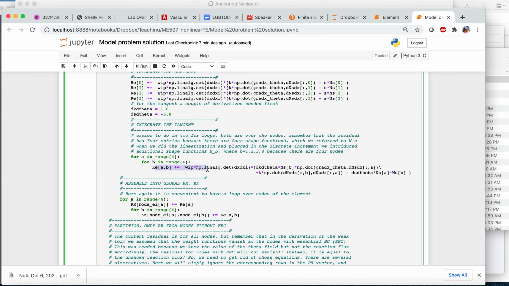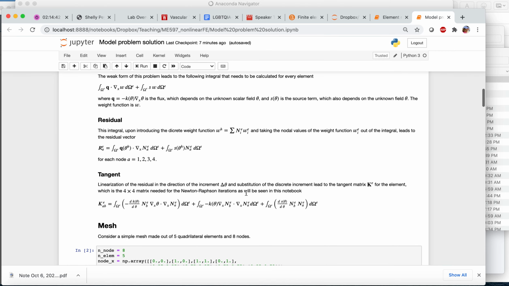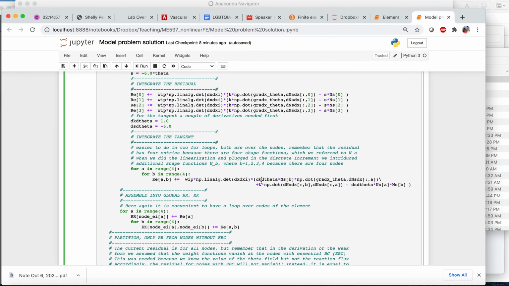Again, integrate, so I have plus equal weight of the integration point, determinant of the Jacobian. And then here, what you have here should be exactly what I wrote here. So derivative of k with respect to theta times shape function b times gradient of theta with respect to x times gradient of the shape function a with respect to x. So if you look at this, derivative of k with respect to theta times shape function b times gradient, dot product of gradient of theta times gradient of shape function a.